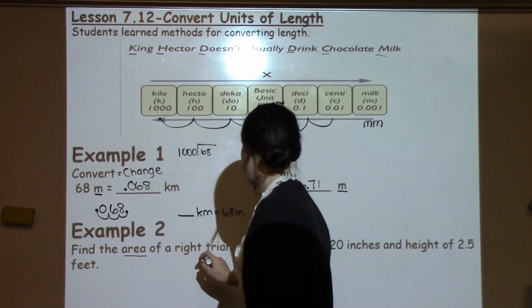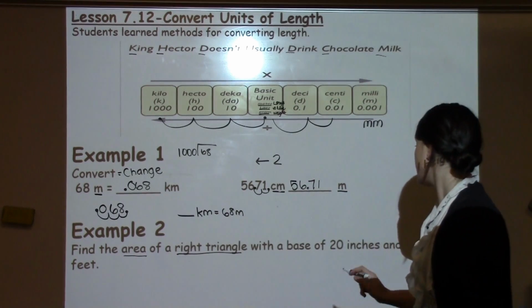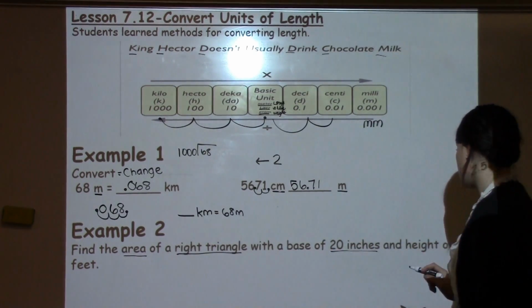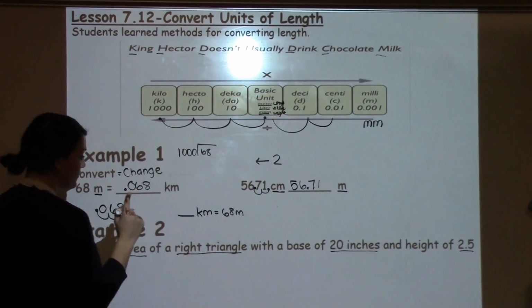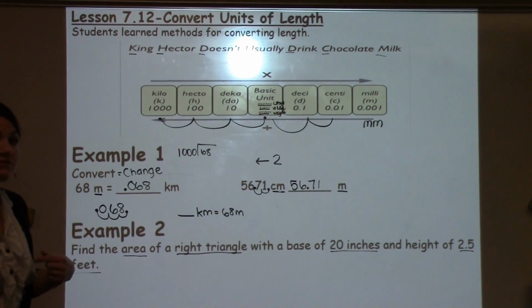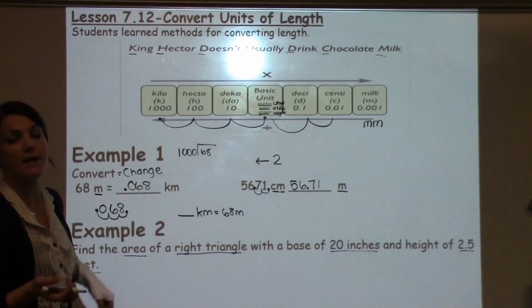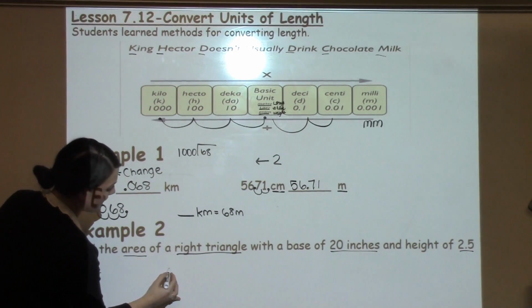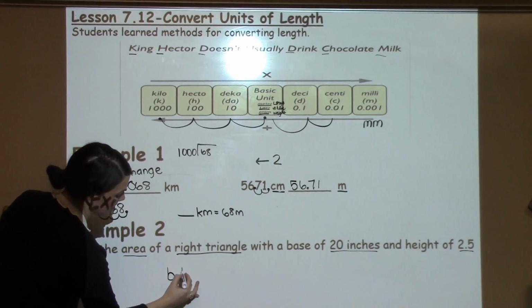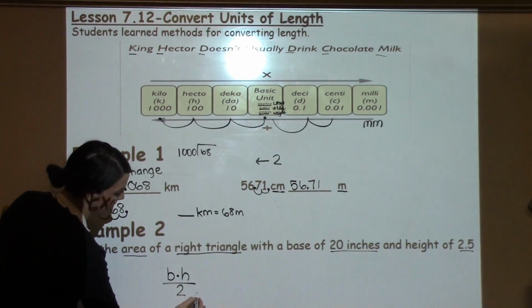So I've got area and I've got a right triangle that has a base of 20 inches and a height of 2.5 feet. So first of all, I'm finding the area of a triangle, which takes my brain all the way back to my Unit 2 learning when we learned about the area of a triangle. And I know that the area of a triangle is base times height divided by 2.